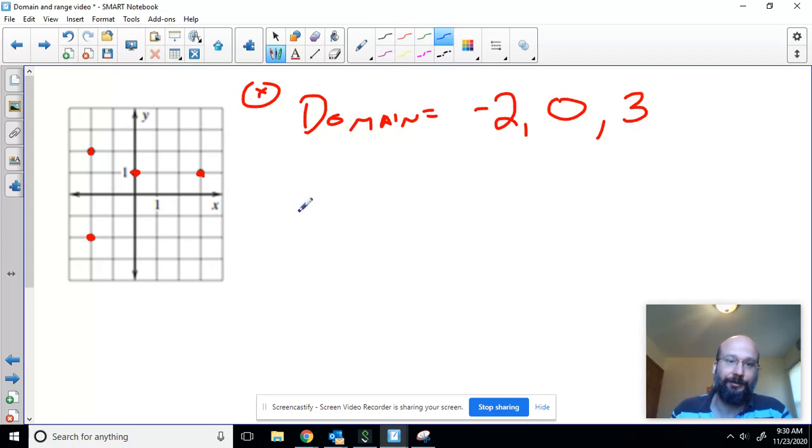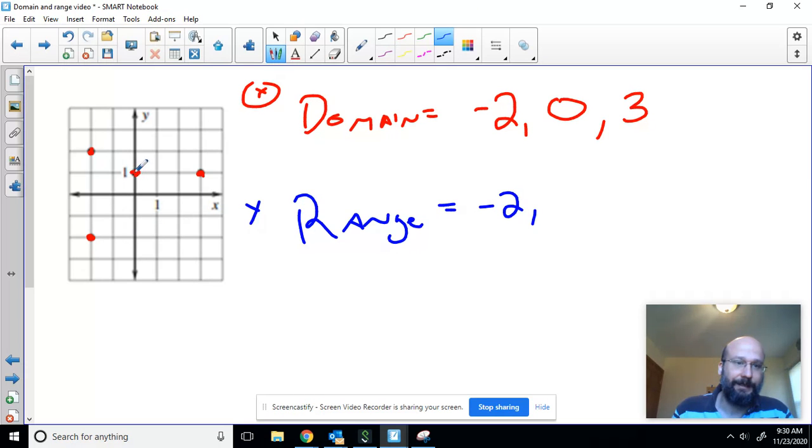Now if we do range, which is the y value for all of these points, I'm going to start low down here. So the y value for this point is right here, which is -2. This point has 1 as the y value. This point also has 1, but again, I only need to write it once. And then this point, the y value is 2. So that's my domain and range.